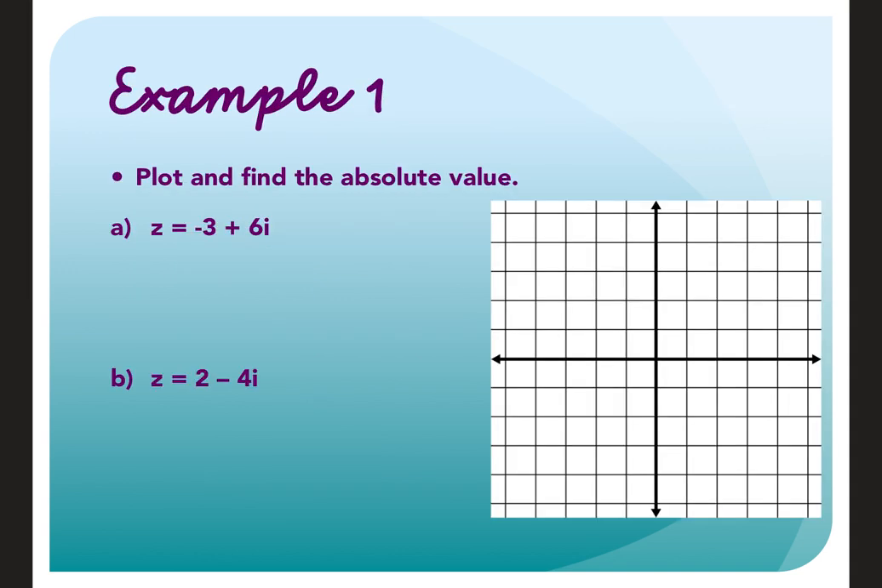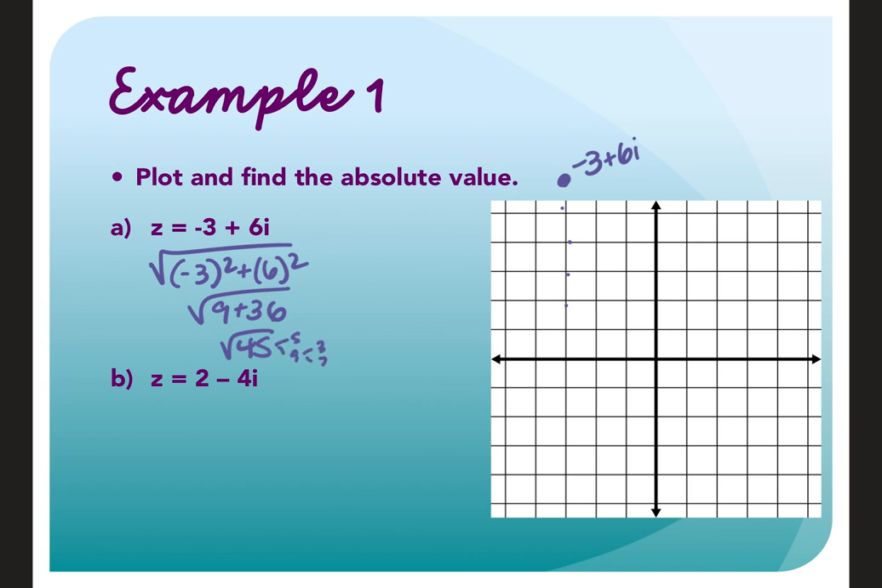Example 1 says plot and find the absolute value. So for A, negative 3 plus 6i, I go to the left 3 and I go up 1, 2, 3, 4, 5, 6 would be up here. And then the absolute value would be the square root of negative 3 squared plus 6 squared. 9 plus 36, which is square root 45. And then you want to make sure you simplify it. That breaks down, this is 5 and 9 is 3 and 3. So this is the same thing as 3 root 5.